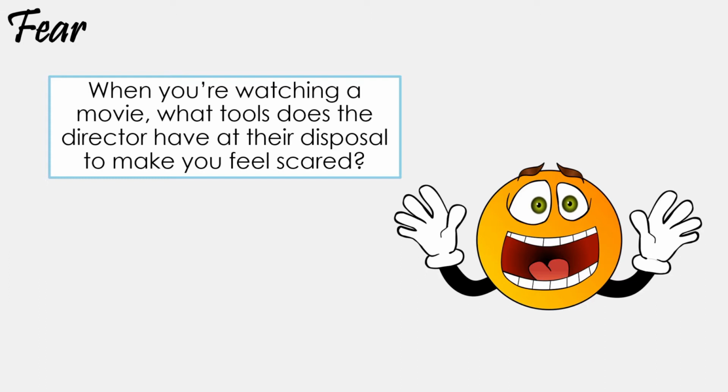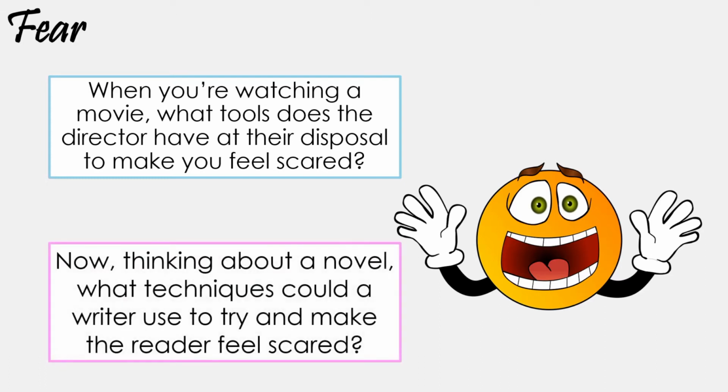Okay, hopefully you thought about things like music to create tension, or lighting, things like that. Now they usually work for movies, but movies haven't always been around. People used to rely on stories to get their thrills. So with this in mind, thinking about a novel, what techniques could a writer use to try and make the reader feel scared? Now they can't rely on music or lighting, so what could they do to try and make the audience feel scared? Pause the video and aim to get 4 or 5 bullet points down.